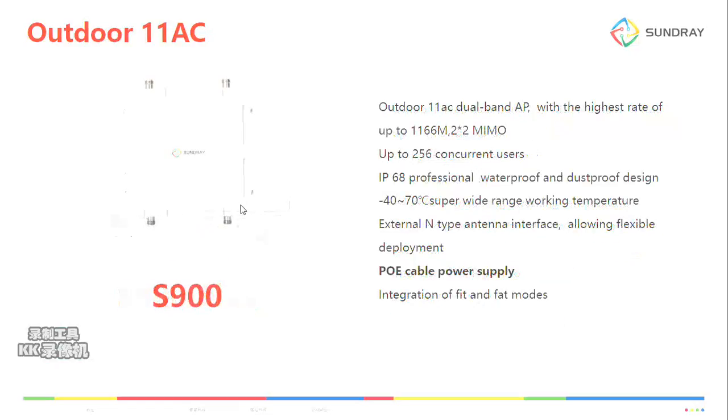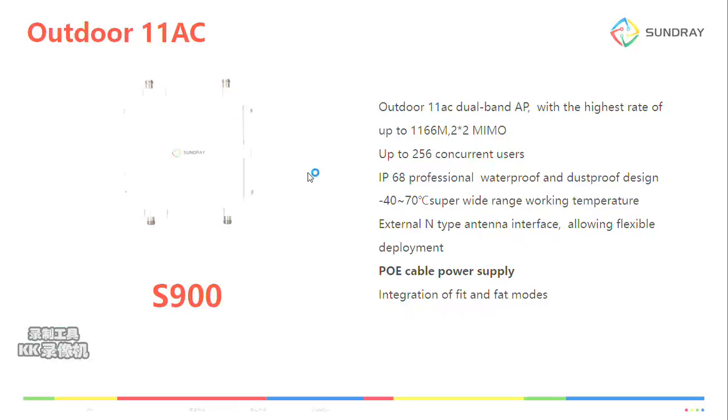The second one here is also an 11AC protocol AP, but it's only 2 streams. So the maximum throughput is 1.16 gigabit. This one's maximum concurrency is also 256, but this one is IP68 certified. It only supports external antennas. It has no built-in antenna, so we have to choose an external directional or roaming antenna for coverage.